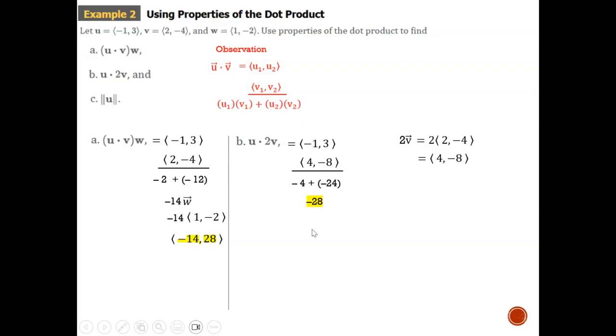That's my solution. Now for part C, this wants you to again go over the magnitude, because the magnitude is important. It's something that we've done before. So vector u is -1, 3. It's going to be the square root of -1 squared plus 3 squared, which will give us 10, so the square root of 10. So this is my solution, guys.